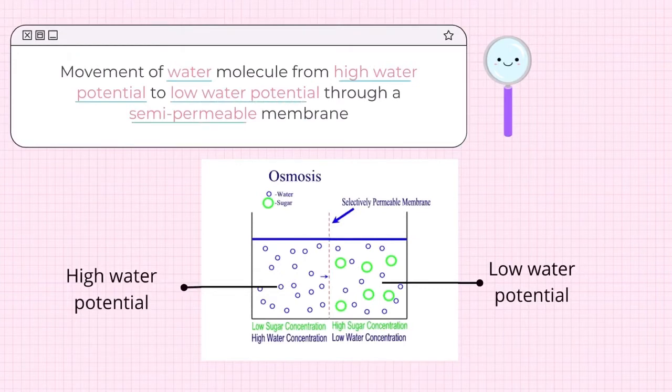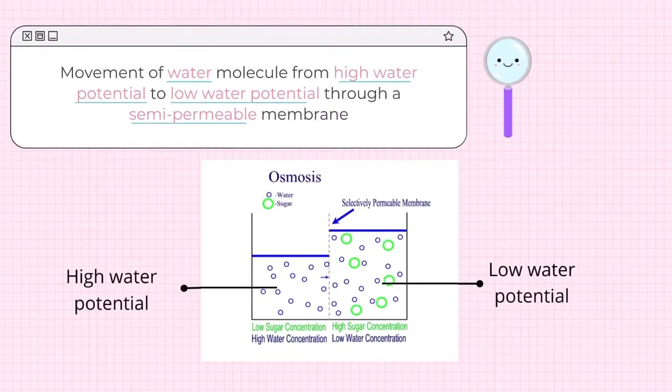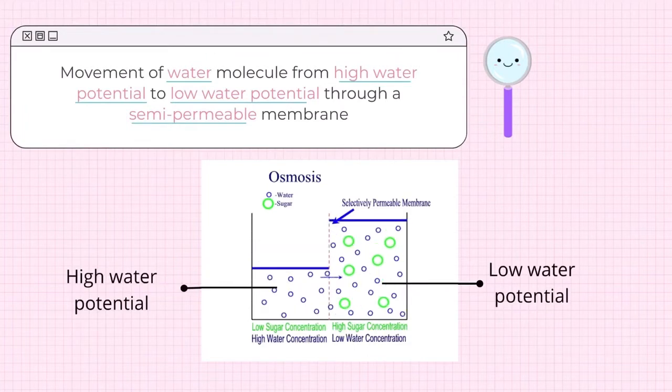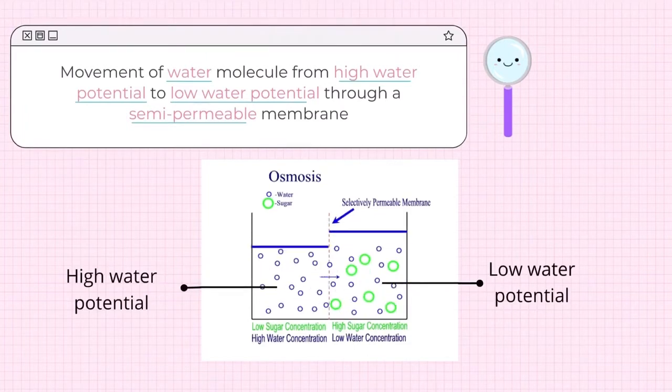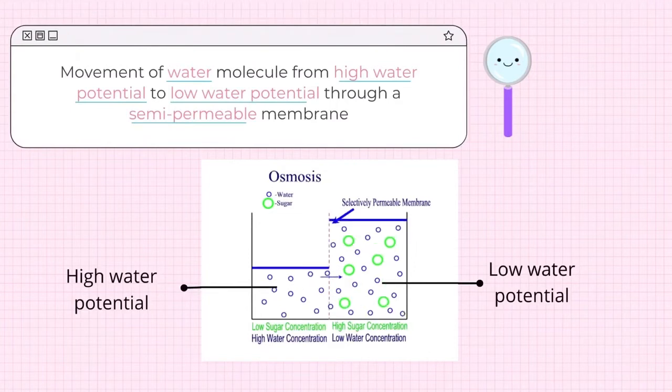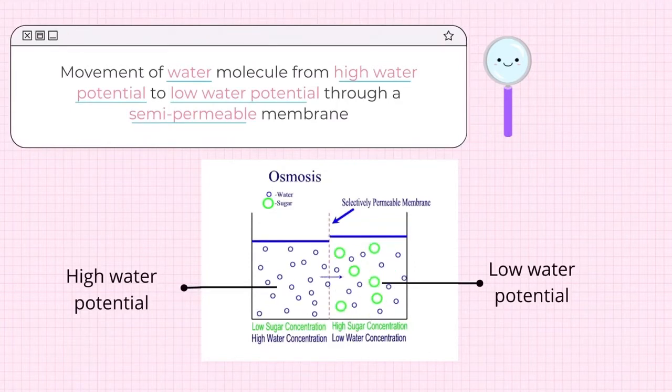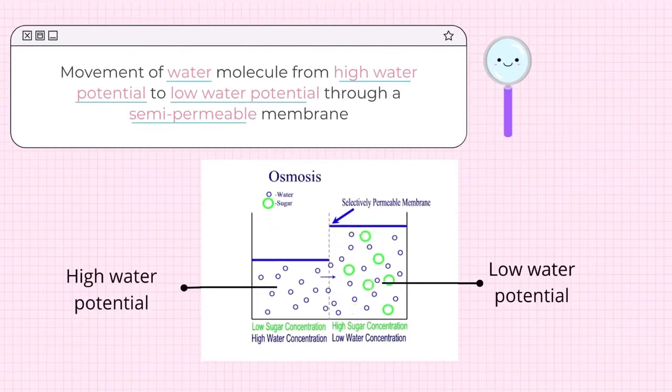So now, let us focus on the diagram shown. On the left side, we have the high water potential, which is low concentration in salt. On the right side, we have low water potential but high salt concentration. After some time, we see that the water molecules from high water potential diffuse to the other side. This is the osmosis process. But how long will this movement take place? It will occur until the concentration of water is balanced, which we call dynamic equilibrium.